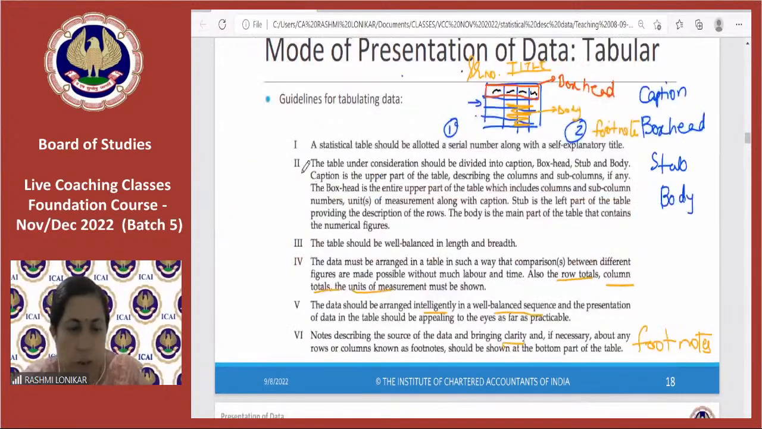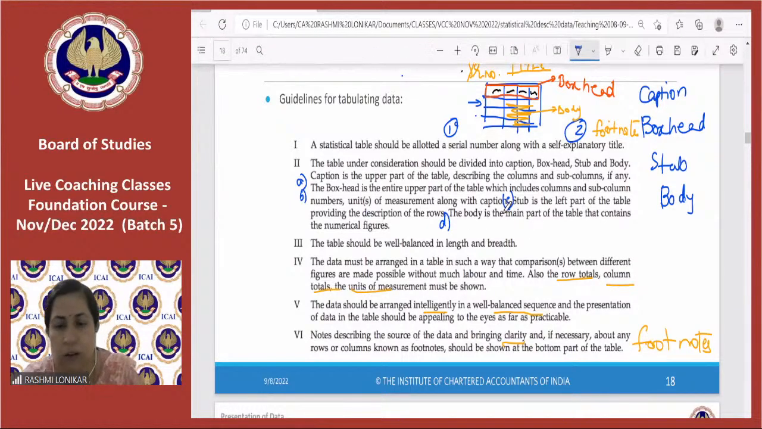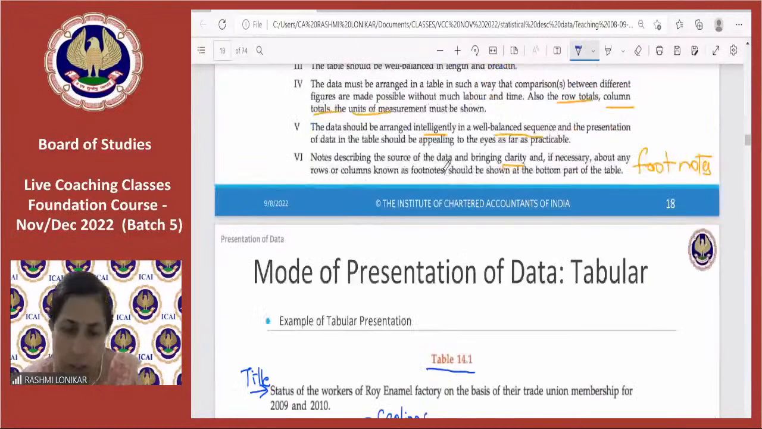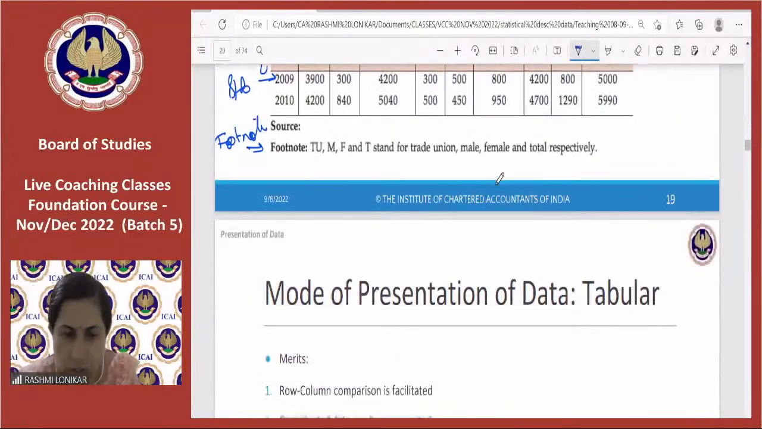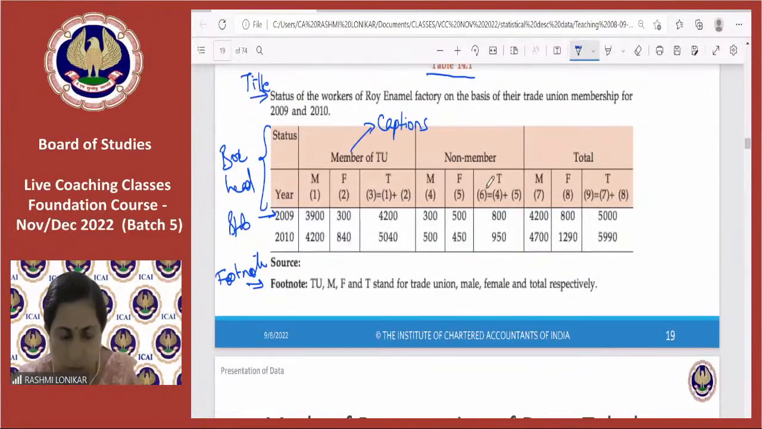So caption is the upper part of the table describing the columns and subcolumns, if any. Then the box head is the entire upper part of the table, which includes column and subcolumn numbers, unit of measurement, along with the caption. Third, stub is the left part of the table providing the description of the rows. And fourth, body is the main part of the table that contains the numerical figures. So hope you've understood this. In this case, all this information will be the body.